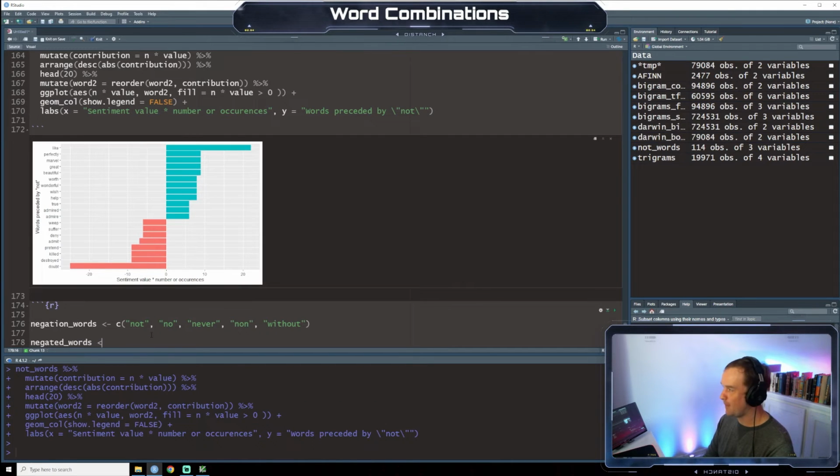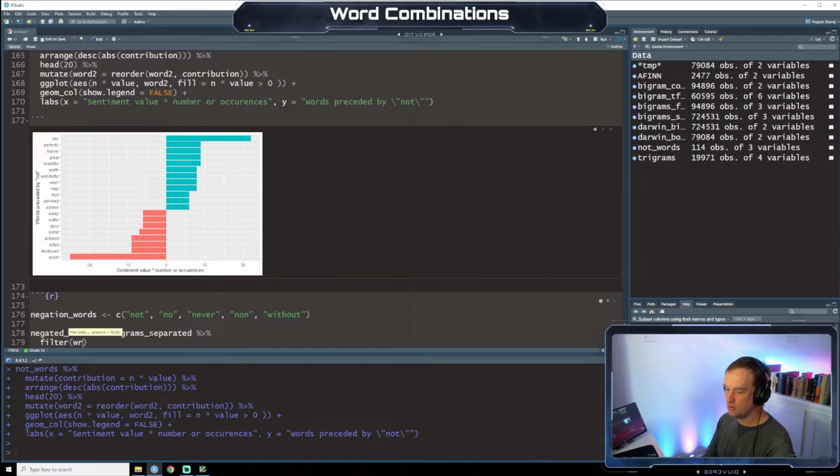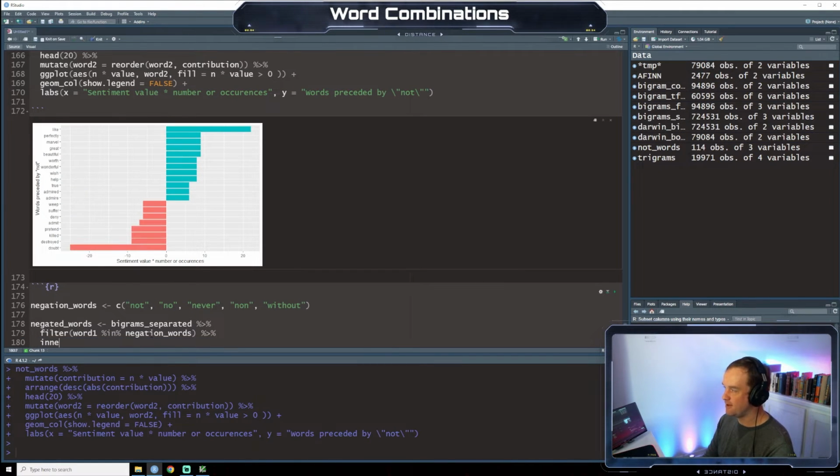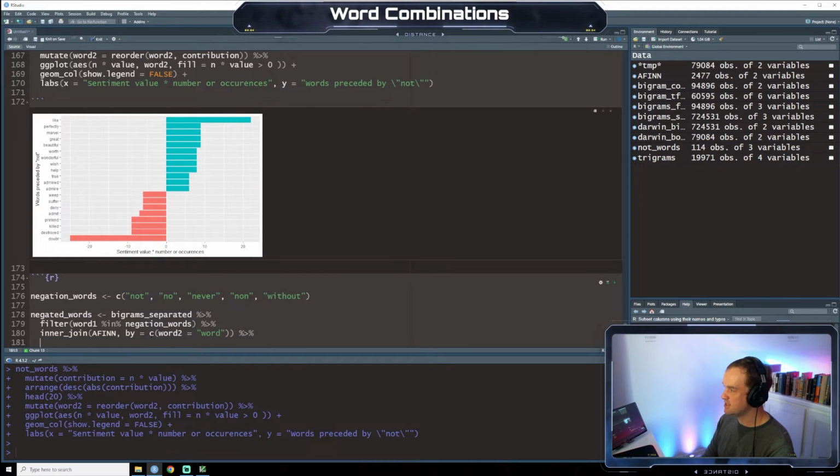Negated words, bigrams separated, and filter word 1 in negation words. So we're saying get rid of anything that we put in that negation words list there. So inner join, afinn, by word 2 equals word, and then lastly count word 1, word 2, value, sort equals true.